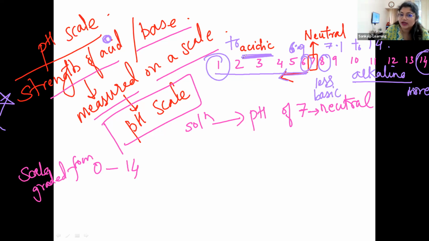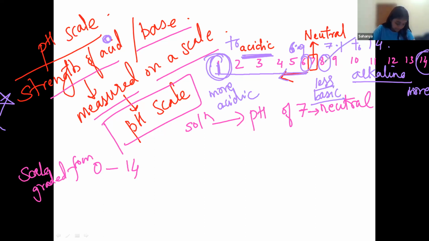It is the opposite. 1 means more acidic, 6 means less acidic, 8 means less basic, and 14 means more basic. So it indicates the different levels. This tells you the strength of an acid or a base. Whenever you want to calculate the strength of an acid or a base, it should be measured on a scale, and that scale is called the pH scale, which varies from 1 to 14.